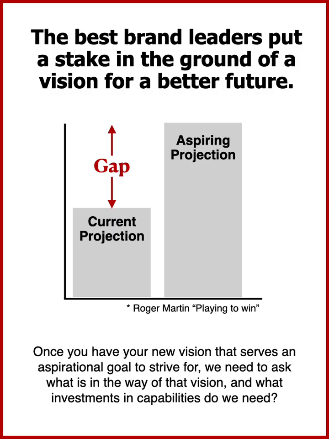So if we look at our current projection and our aspirational projection, so say we want to be 200 million, but we're projecting to only 150, that creates a gap that we've got to attack. And we want to start asking questions of what's in the way of us achieving that aspirational projection. And then what capabilities do we need to invest in?